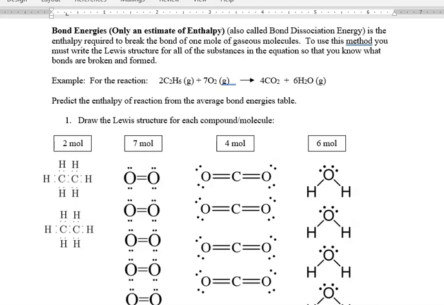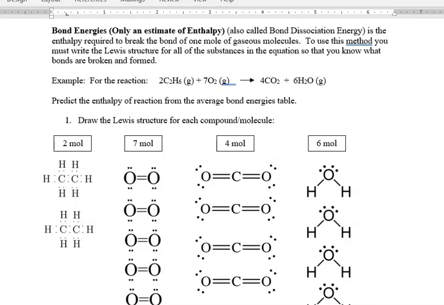So here's the way it works, though. It's tedious doing the arithmetic, but it's not hard to understand. It's also called, by the way, bond dissociation energy, and it is the enthalpy required to break the bond of 1 mole of gaseous molecules. To use this method, you must write the Lewis structure for all the substances in the equation so that you know what bonds are being broken and formed.